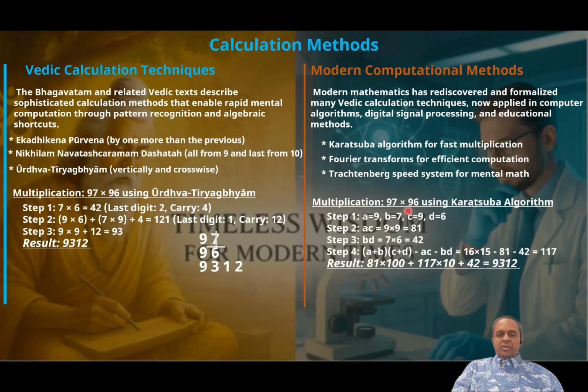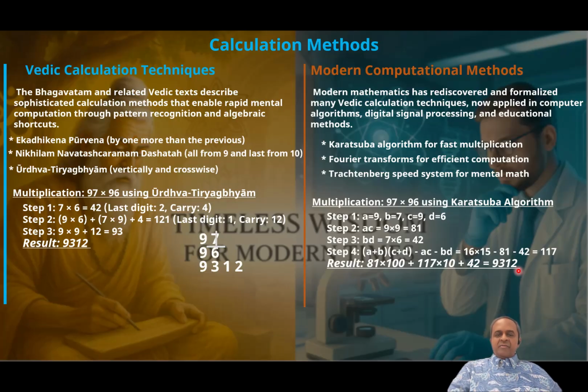Same thing, now you look on the right side, based on the algorithms. Your step one, you're assigning individual numbers to A, B, C, D. Then you do cross, A, C, B, D, right? And then you do step one, step two, step three, step four, and eventually you get the same result, 9312, 9312. So in computer systems, this is the way you get the answer. Okay. Same result, but the ancient method is actually more elegant for mental calculations, and it also enhances our mental abilities.